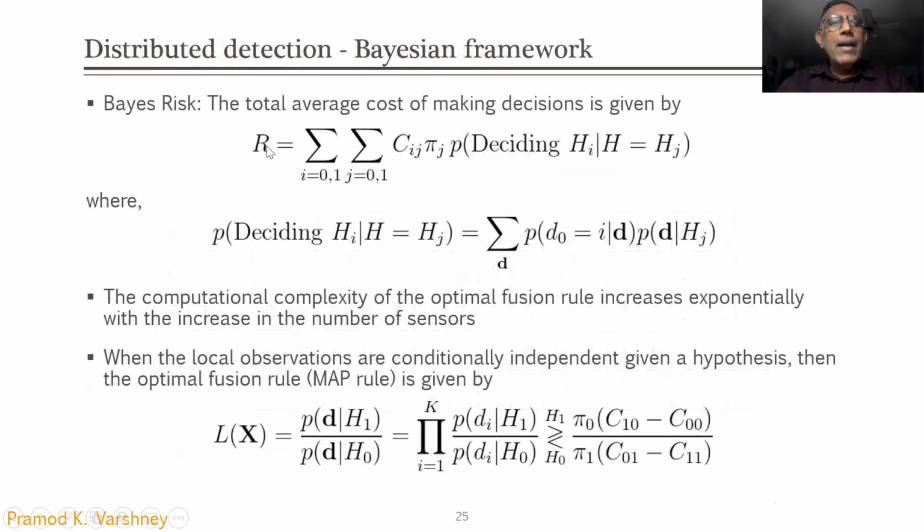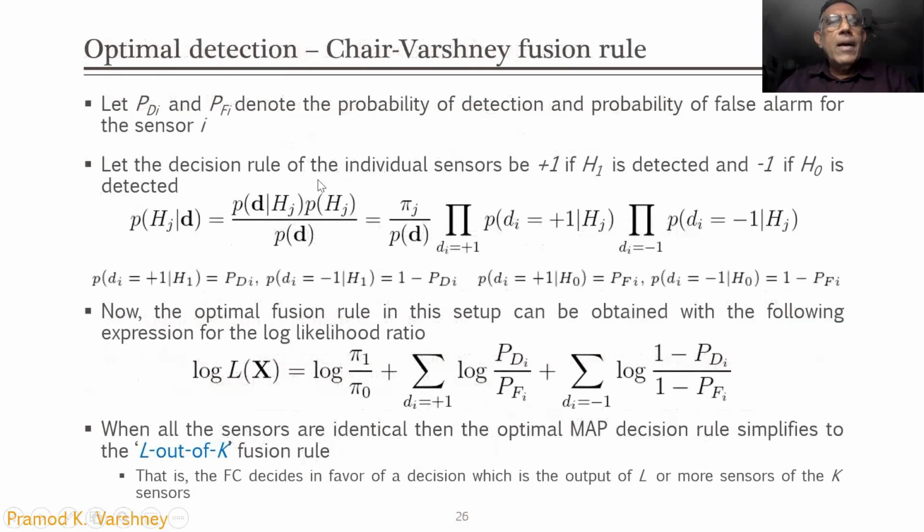So anyway, coming back to it, the Bayes risk can be written in this manner, total average cost, and then the likelihood ratio test, we can express it like this. The computational complexity increases exponentially, as we had talked about earlier. And as far as the fusion rule at the fusion center is concerned, it depends upon the quality, the performance of individual sensors. Essentially what we do is, using a likelihood ratio test at the fusion center, the following expression comes out, and you compare this log L of X to a threshold.